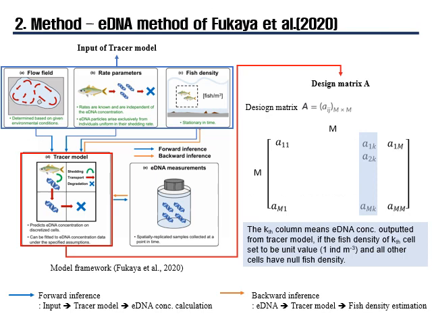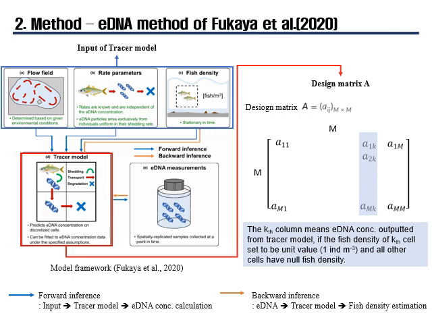And this is the approach of the eDNA method. There are two inferences: the forward inference, to calculate the eDNA concentration, and the backward inference, to estimate the fish density from the eDNA concentration.